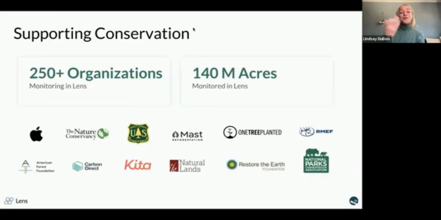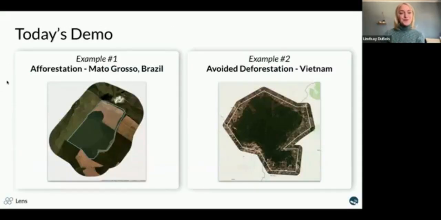And last but not least, we support a lot of conservation work. We're currently working with over 250 organizations, collectively monitoring 140 million acres. You can see some of our public partners on the bottom here. In the carbon space in particular, we work with everyone from large carbon credit buyers, such as Apple or Microsoft. We work with carbon project developers, so you'll see a couple examples here with Mass Reforestation and One Tree Planted. We also do quite a bit with large nonprofits like the Nature Conservancy, federal government agencies like the U.S. Forest Service, and quite a bit more.